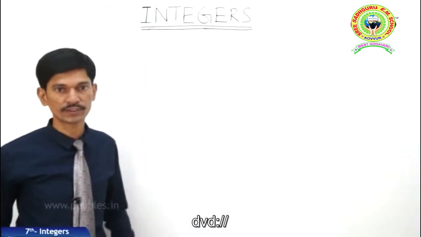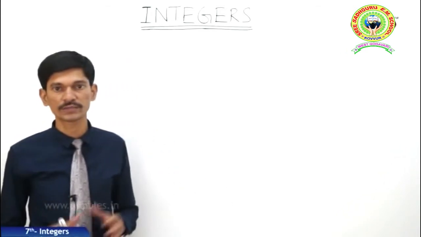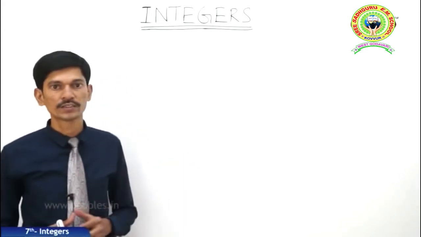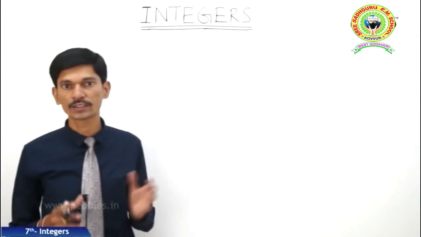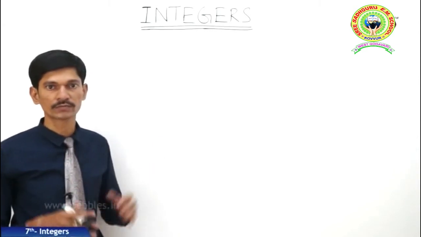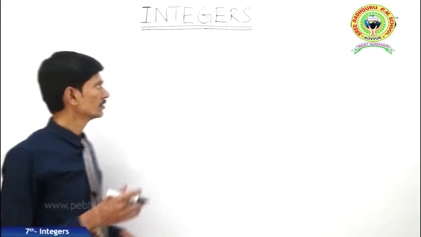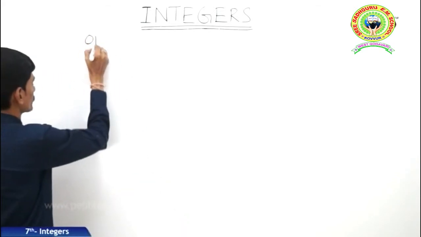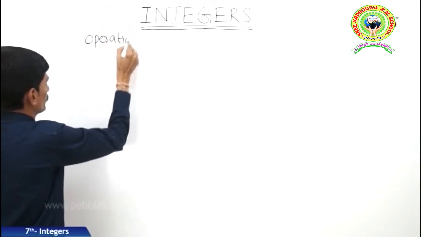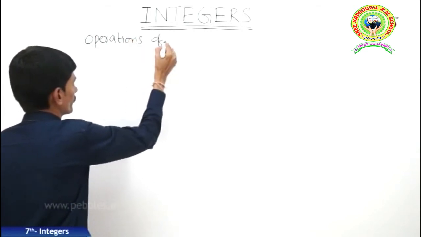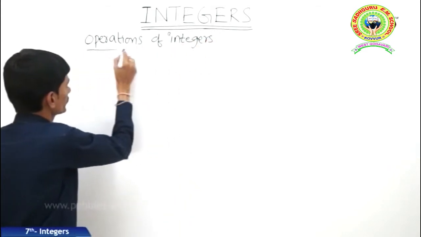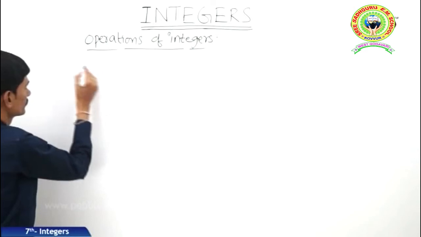Now let us discuss operations of integers. Operations of integers means addition, subtraction, multiplication and division. We have already completed addition and subtraction in earlier classes. Now we will revise once again the operations of addition and subtraction, then we will go for multiplication and division. So on the operations of integers, first we will take addition.